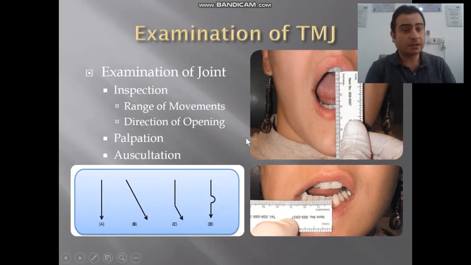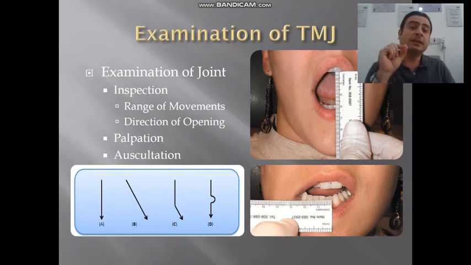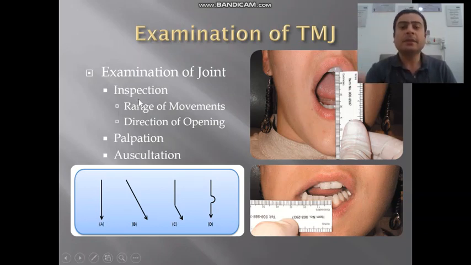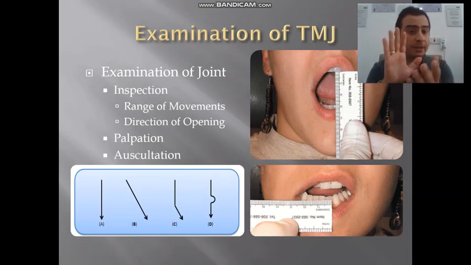The first part of the extraoral examination would be the examination of the temporomandibular joint. In its examination, we examine the joint itself, and then we also examine the muscles associated with that joint. The examination of the joint, as we said, starts with the inspection, so using the eye first, then using our hands. In the inspection, we inspect the range of the movements, the maximum mouth opening, and the lateral excursions.